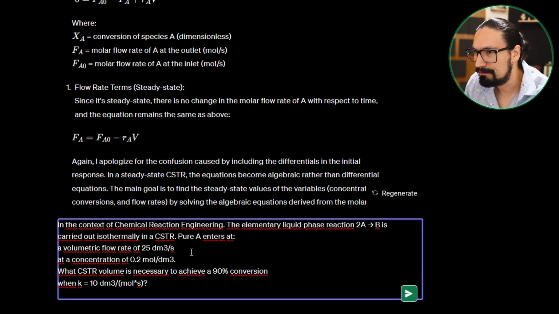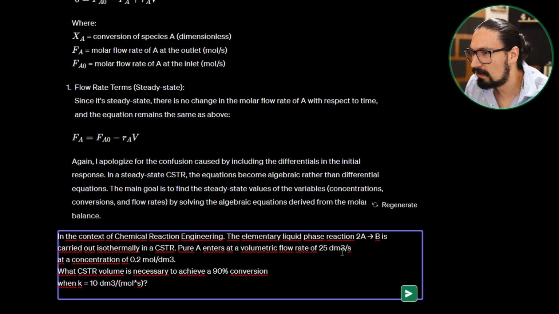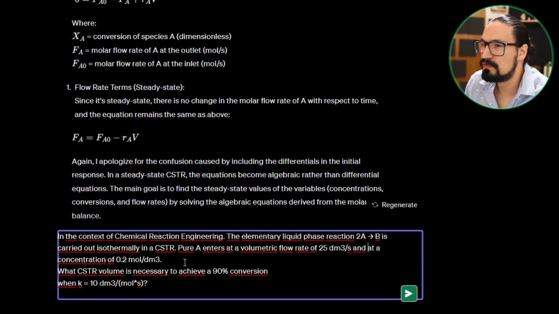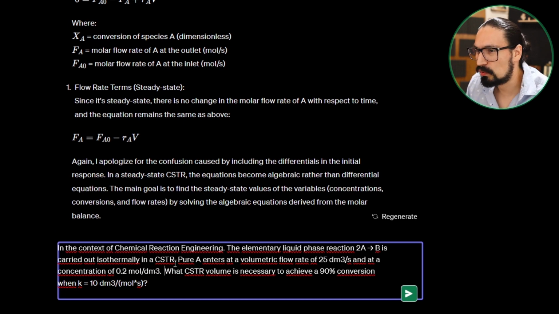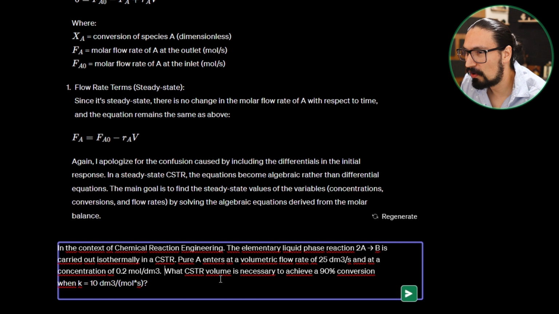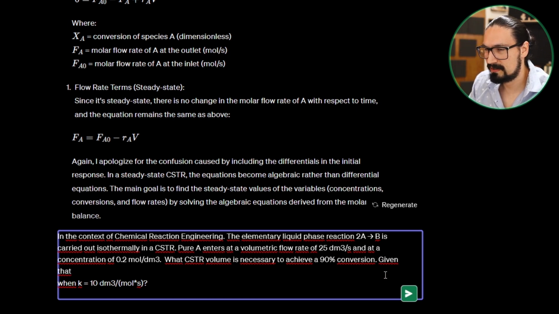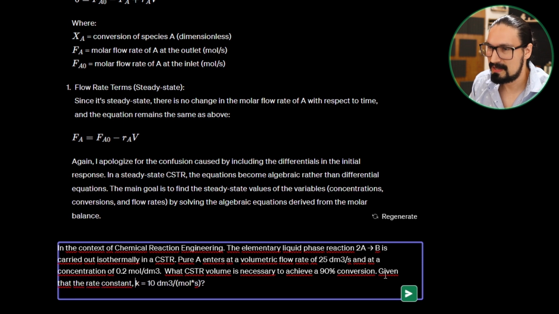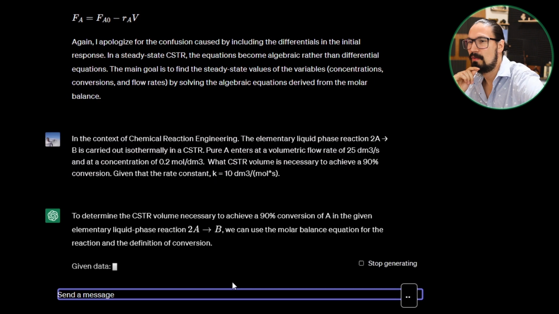Now, pure A, which is right here, is already fully defined, enters at a volumetric flow rate of 25 cubic decimeters per second at a concentration of 0.2 mole per cubic decimeter. Now, the main question will be, what CSTR volume is necessary to achieve a 90% conversion, given that the rate constant K is equal to 10 cubic decimeters per mole second. Okay, let's see how it goes.